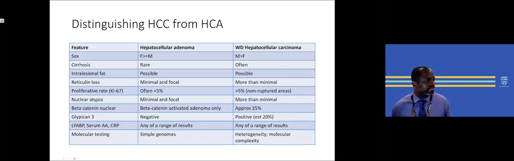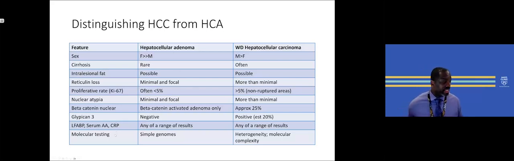Glypican-3 expression, as I mentioned before, supports the interpretation of an HCC, and I've included the immunostains used to subtype hepatocellular adenomas here to highlight an important point: while these stains are useful to subtype hepatocellular adenomas, if you perform these stains on hepatocellular carcinomas, you will get a range of results. And so these stains by themselves don't allow for distinction between adenoma and hepatocellular carcinoma. And molecular testing can be helpful.